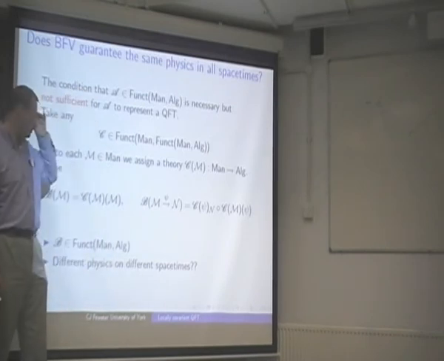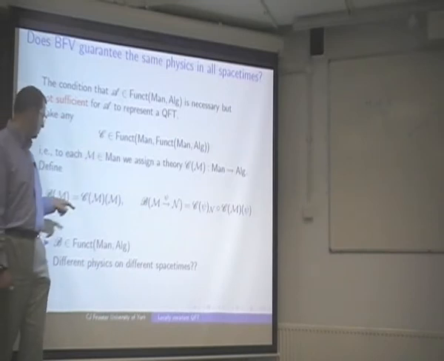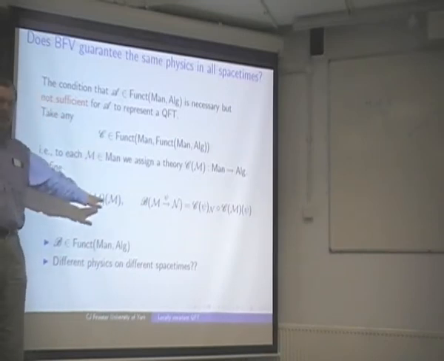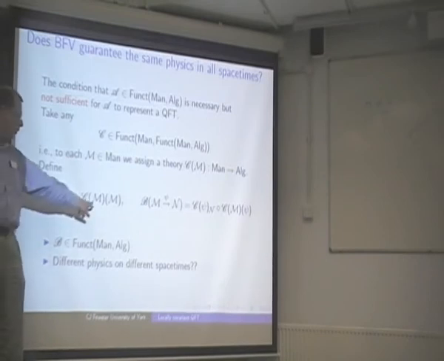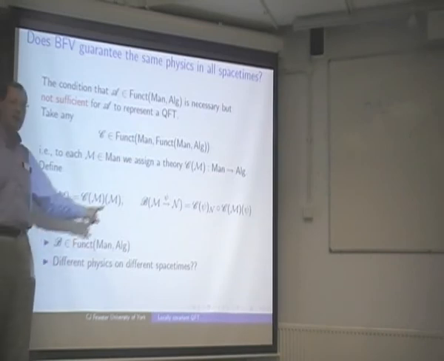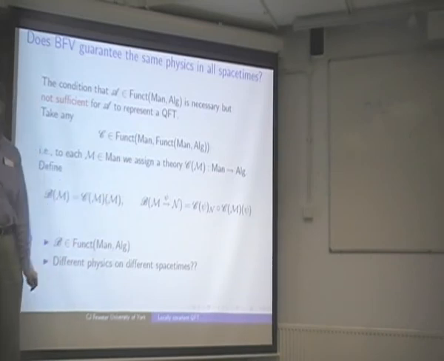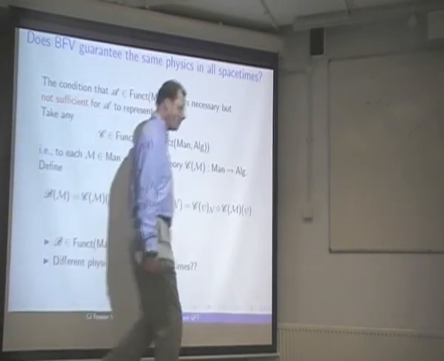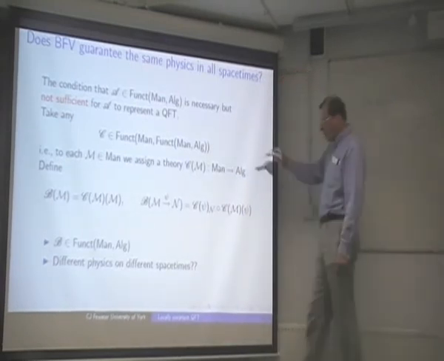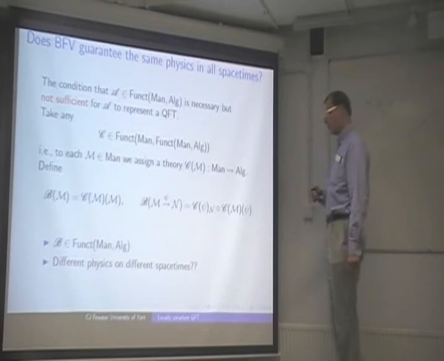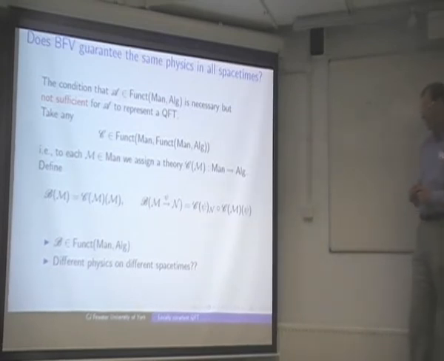What I actually want, of course, is to turn that into a theory in the BFV sense, and unsurprisingly, it's a diagonal argument. Okay? If in space-time M, I take the theory for space-time M, and I ask what it does in space-time M. I could have asked about it in any other spacetime, but I choose to ask about it in spacetime M itself.